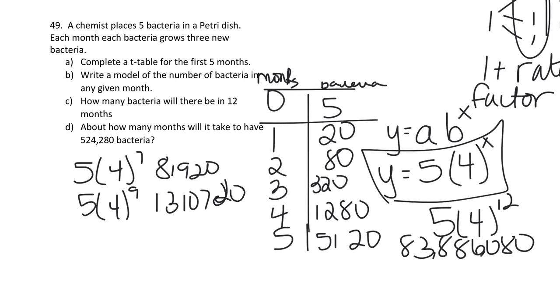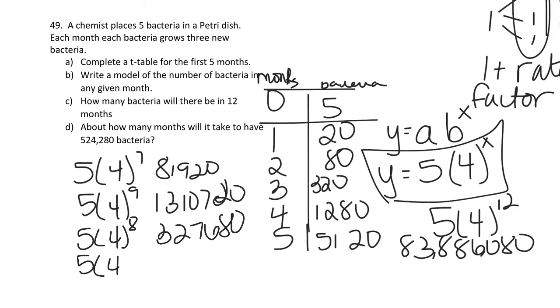So we better try 8, because it's between 7 and 9. So 8 is 327,680. So we're getting a little bit closer. We want 524,280. So let's try 8.5. 5 times 4 to the 8.5. I'm at 655,360, so I need to go smaller.